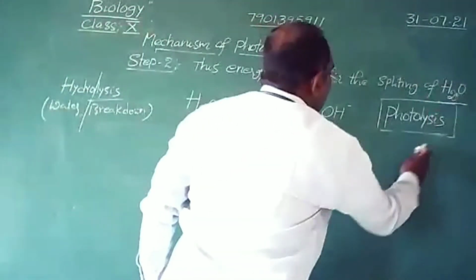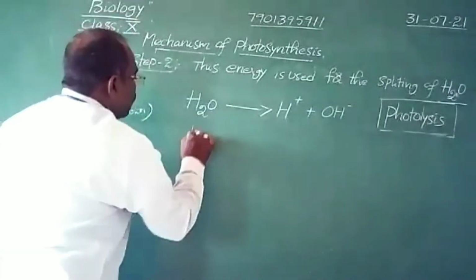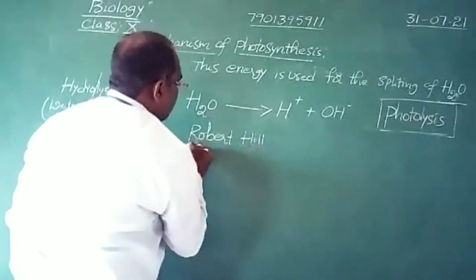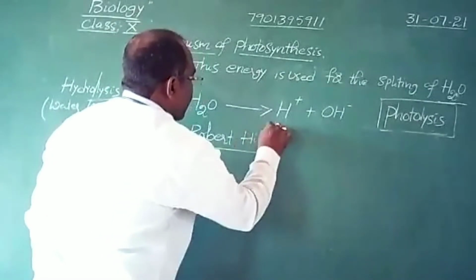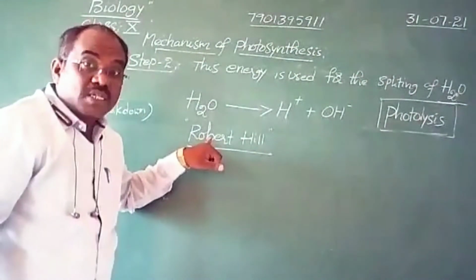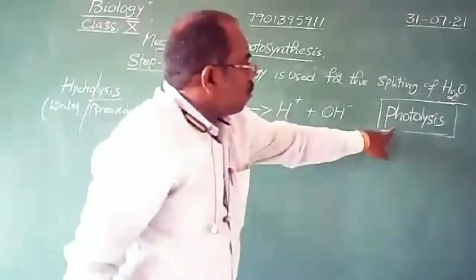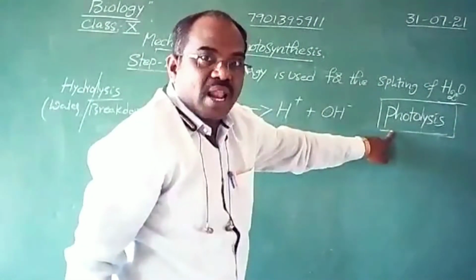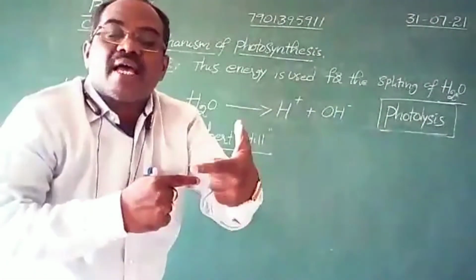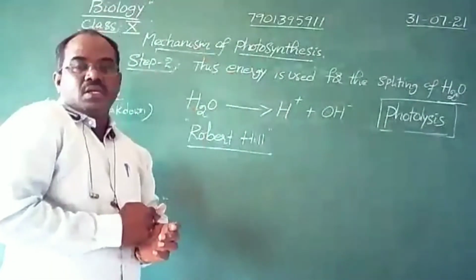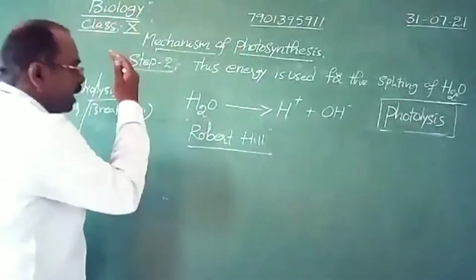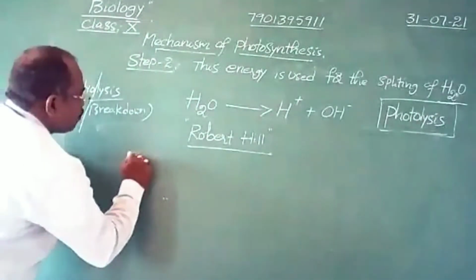This process was discovered by Robert Hill. He was one of the greatest biological scientists. Robert Hill discovered the photolysis process of the light reaction. So this reaction is also known as the Hill reaction. Next, step 3.